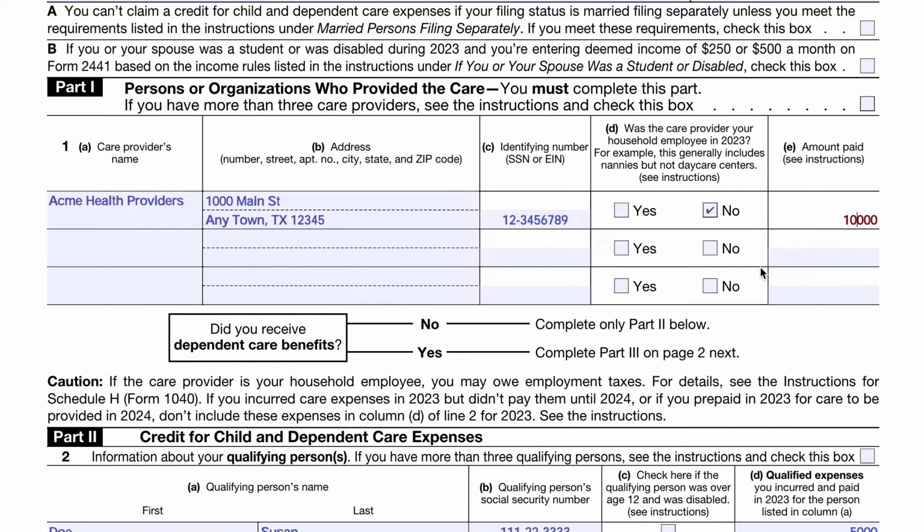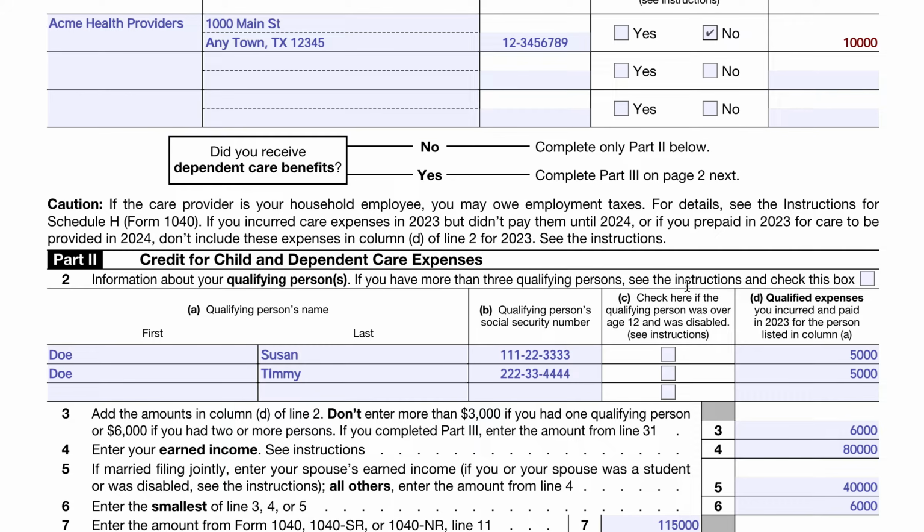There we go. So once we complete this information, now we decide whether or not you receive dependent care benefits. If you did not, you only need to complete part 2. If you did, you would complete part 3 next and then come back to part 2. So we're going to complete part 2 as if we're doing this on our own. And then we're going to go through part 3 at the end in a separate situation.